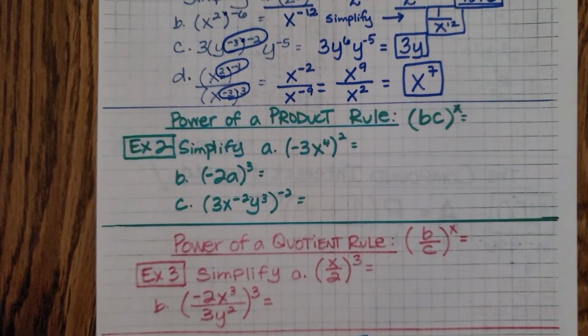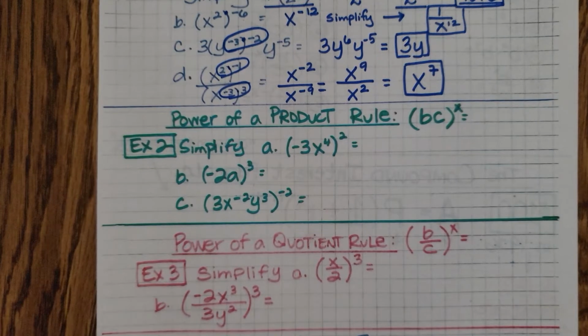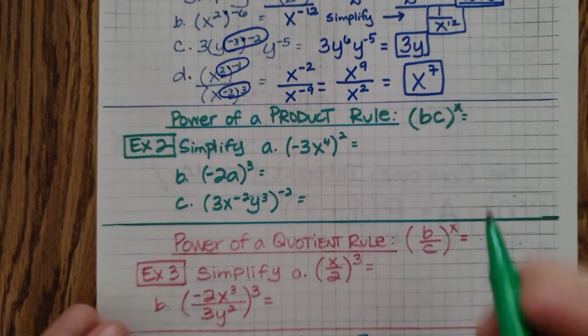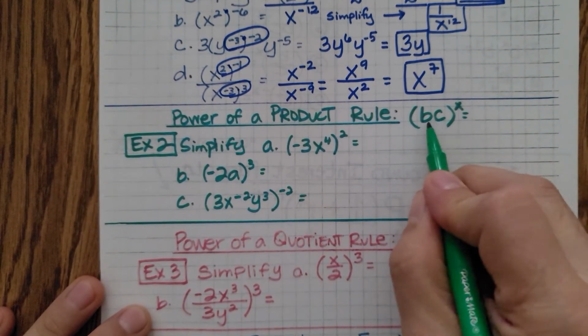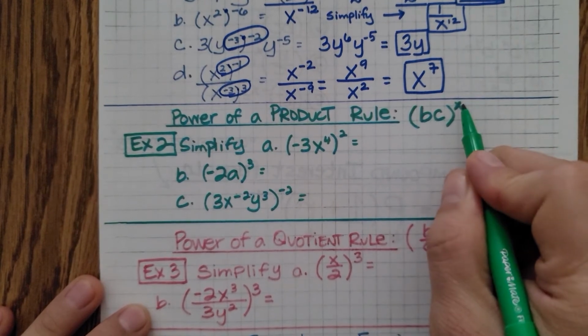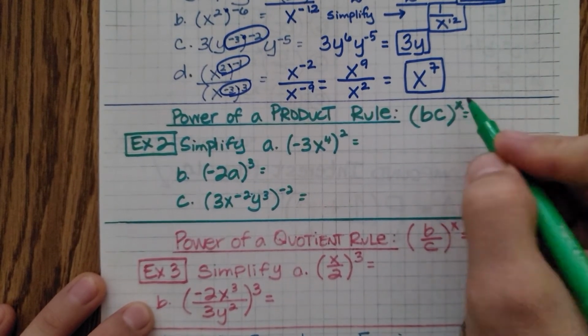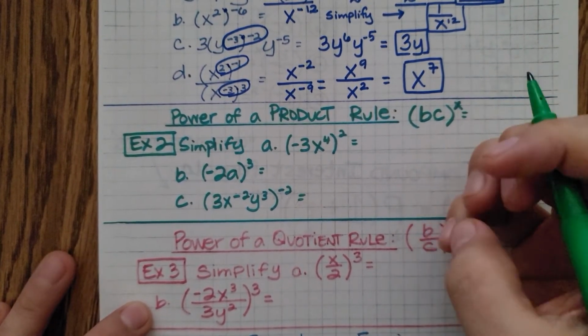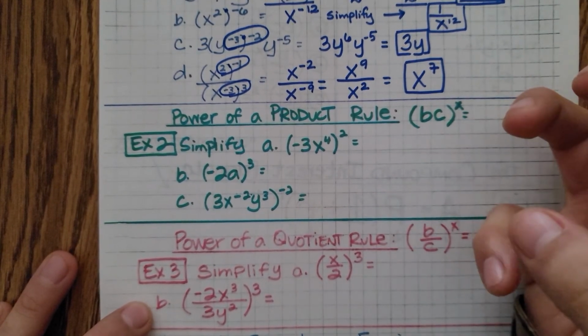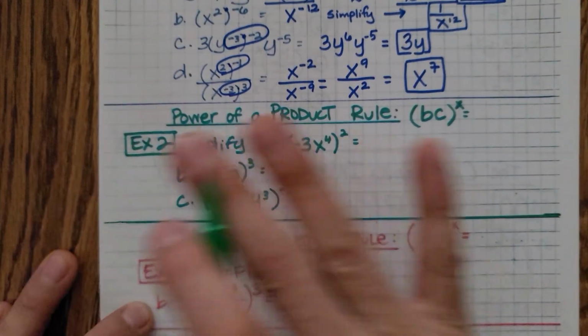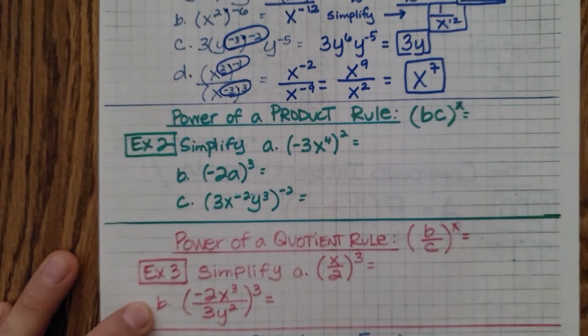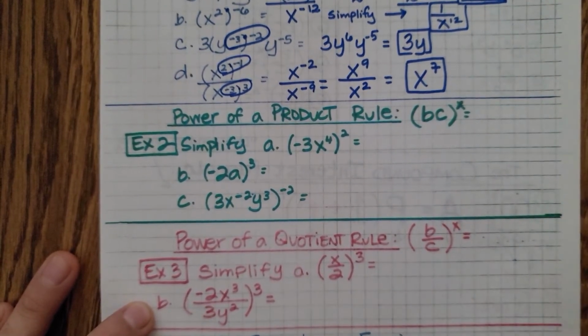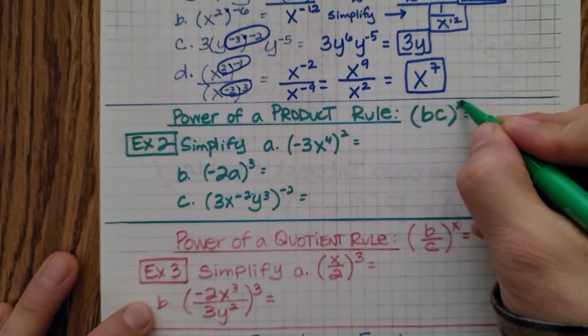Example 2, the power of a product rule. If we're multiplying two different things inside a quantity and we're raising that to a power, that's the same thing. I would like to compare it to distribution, except it's entirely uniquely in its own right. It has its own characteristics.